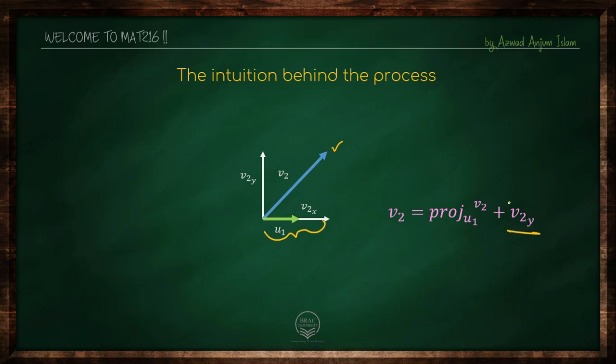We want to keep this part because this part is perpendicular to our first vector of the basis, and we want to keep only that portion. We want to get rid of this portion. So if we rearrange this equation, we can write it like this. So v2y is going to be the vector v2 minus this redundant portion. So we are eliminating the redundant portion from our original vector v2.